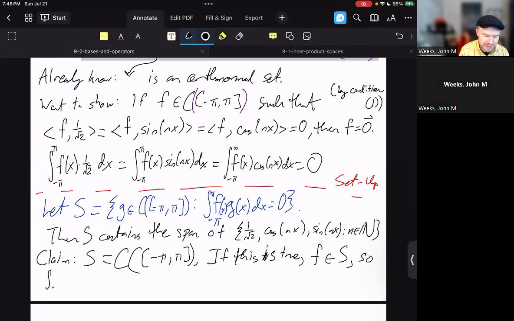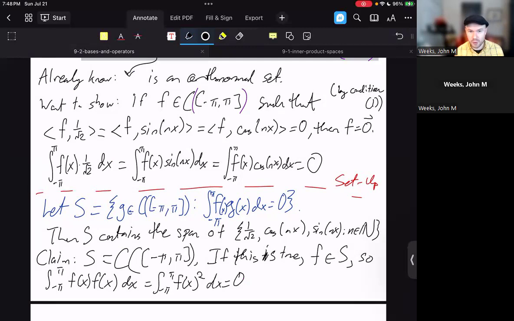So the integral from negative pi to pi of f of x times f of x, or f of x squared, is equal to 0. But now, because we're looking at real numbers for the values of this function f of x, this has to be a non-negative function whose integral is equal to 0. There can be no area under the curve, so this has to mean that the function f is equal to 0.